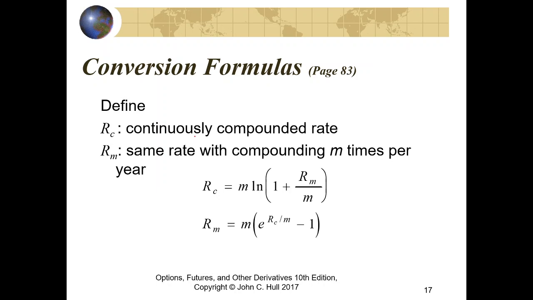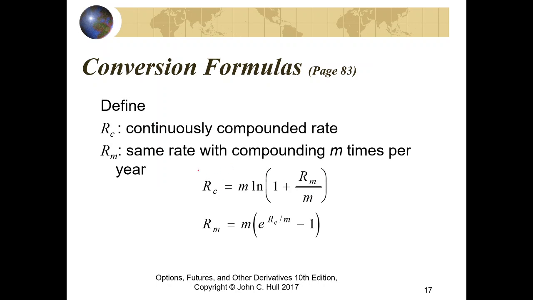Now, sometimes we need to convert a rate that is continuously compounded into a rate that is compounded in a discrete manner. For example, compounded annually, compounded quarterly, compounded semi-annually. How can we do this? There's a formula that will enable us to do this conversion. If I have a rate that is discretely compounded, so it's not continuous, and I want to find the continuously compounded rate, I use this formula.